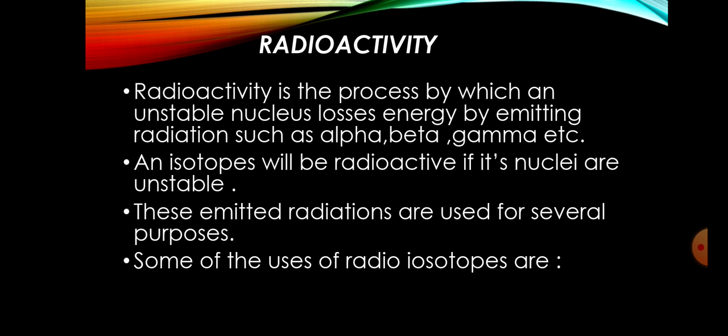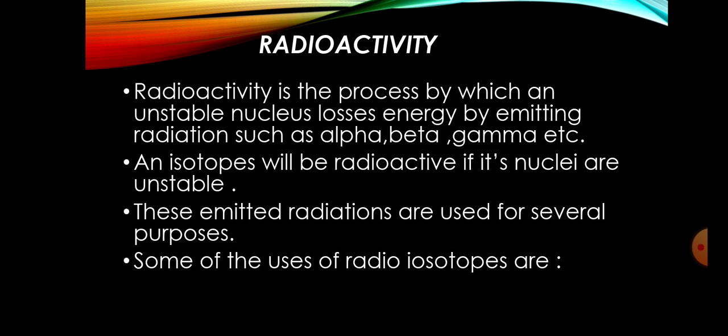Now, what are alpha, beta and gamma radiations? We discuss one by one. Alpha radiation means the emission of alpha particles, having positive charge. Beta radiation means the emission of beta particles, having negative charge, and gamma radiation is the emission of energetic photons, having neutral charge. And an isotope will be radioactive if its nuclei are unstable.